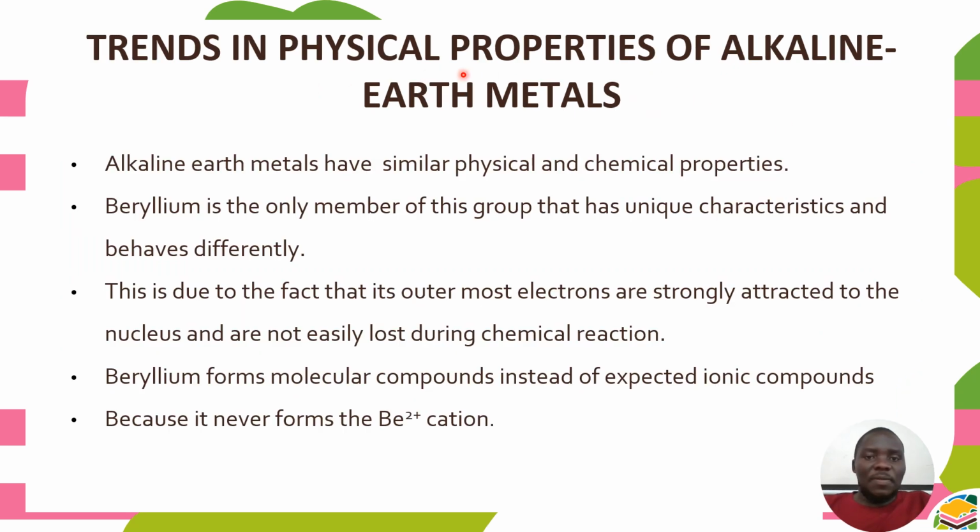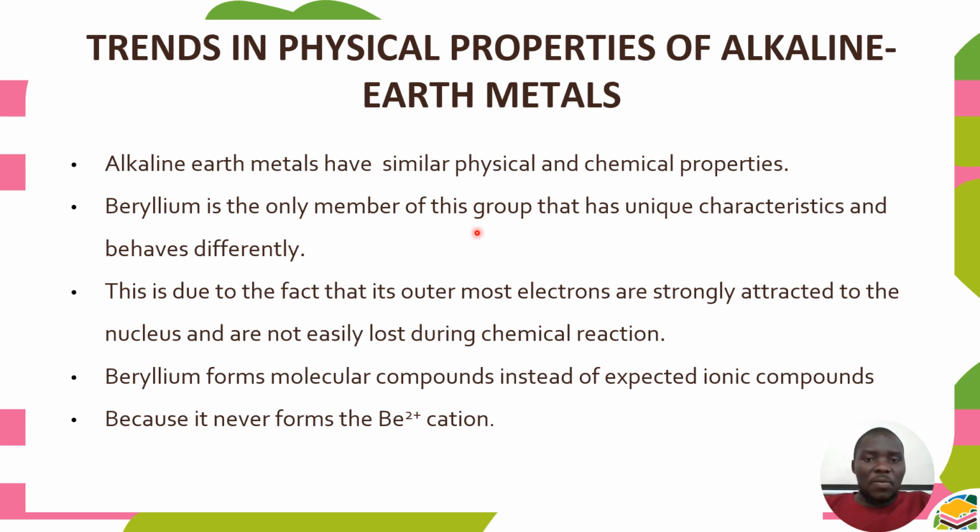So trends in the physical property. Remember, we're looking at all of them and we check on their pattern as we are going down the group. So we'll check on the physical and chemical properties of them. Alkaline earth metals have similar physical property and chemical property. It means on the chemical property, all of them undergo the same reactions.